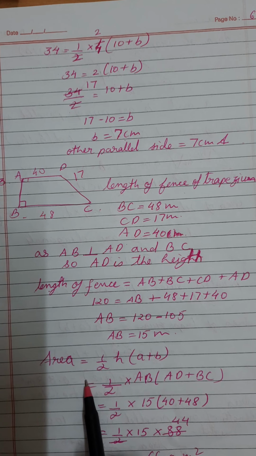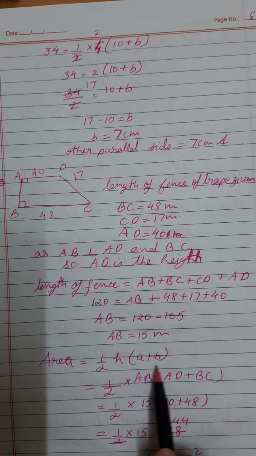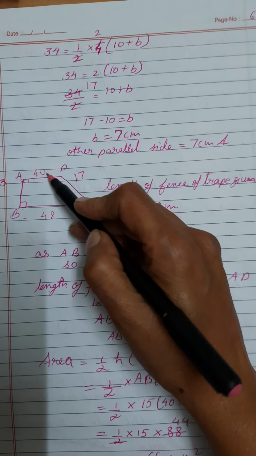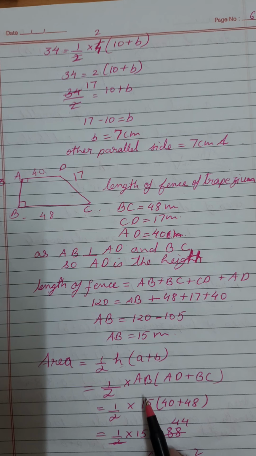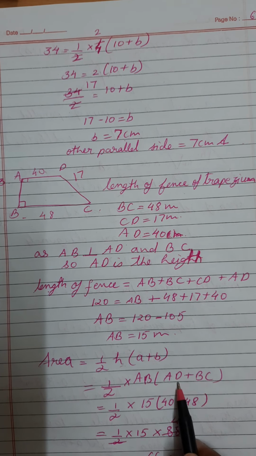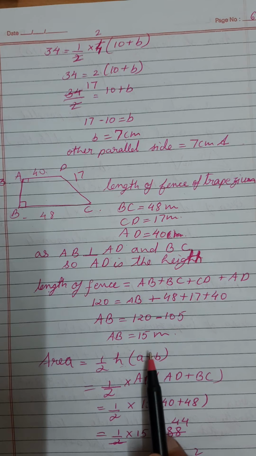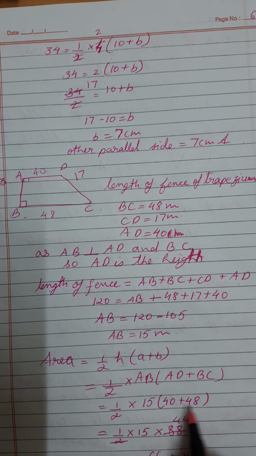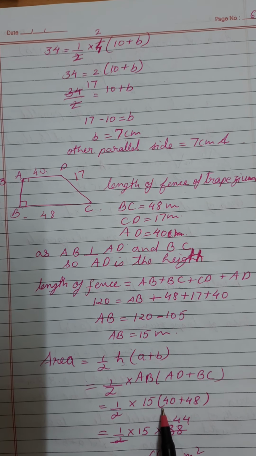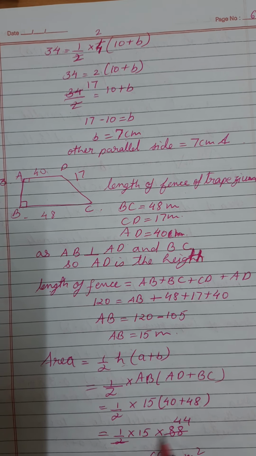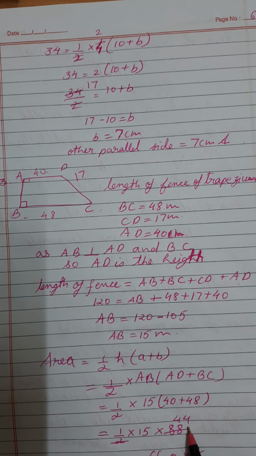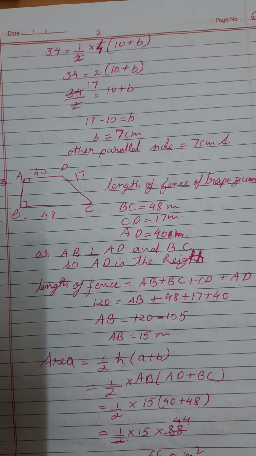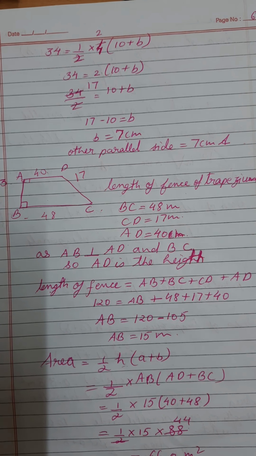So the area of trapezium is equal to half multiplied by h multiplied by (a plus b). Half multiplied by AB. Height means the altitude between the two parallel sides, which is AB. So we will substitute the value of AB, 15, and AD plus BC. AD is 40, BC is 48. So 40 plus 48, and AB we have found, is equal to 15 meter. When you solve it, 40 plus 48 is 88, divided by 2 is 44. 15 multiplied by 44 is 660 square meters. So the area of the trapezium field is 660 square meters.